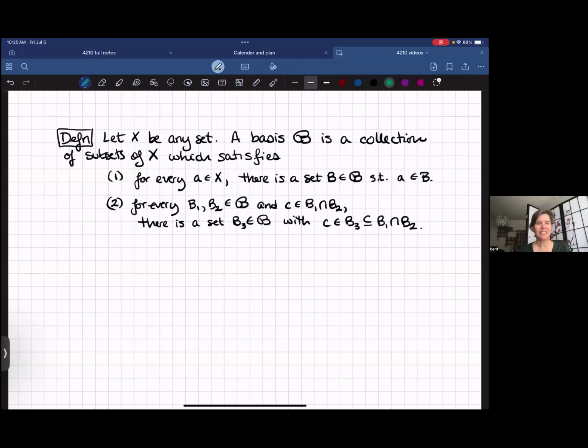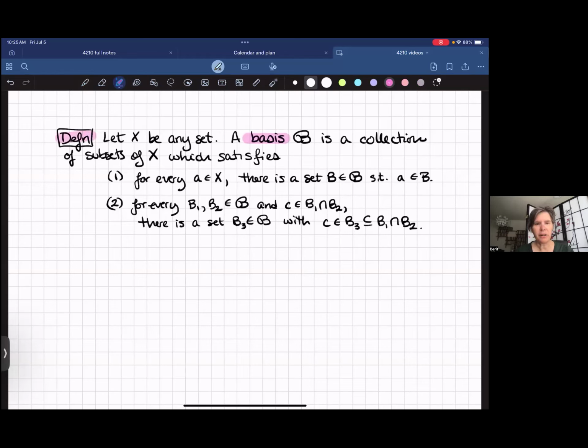Hi, this is Barrett Givens, and in this video, we're going to talk about the definition of a basis in topology. So the definition is, let's say you have any set X. A basis B is a collection of subsets of X which satisfies two properties. So the term that we're defining here is basis, okay?